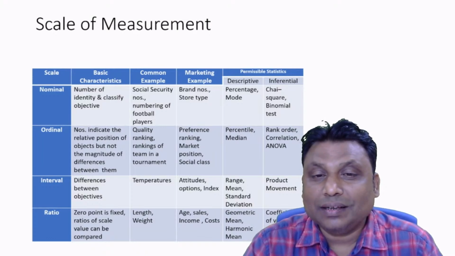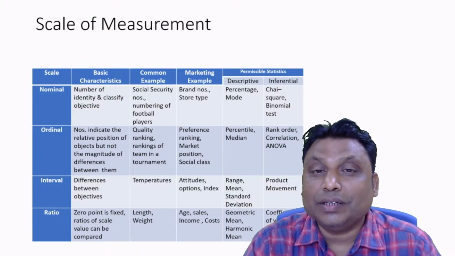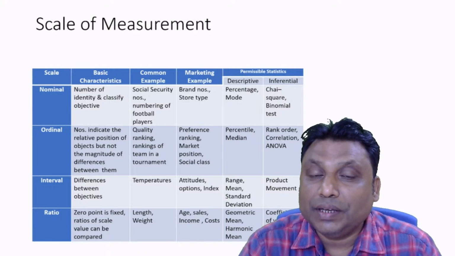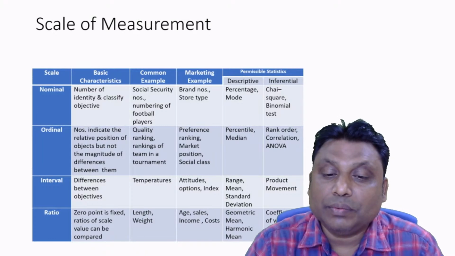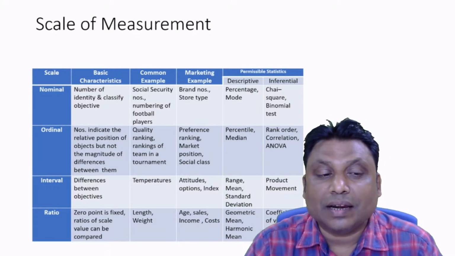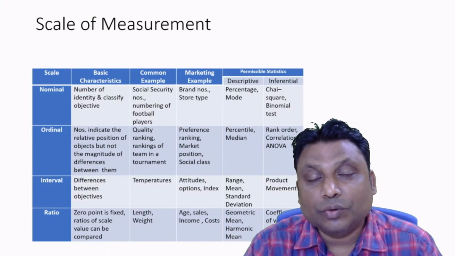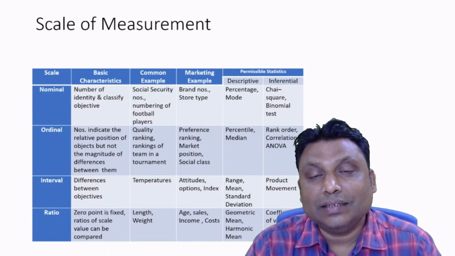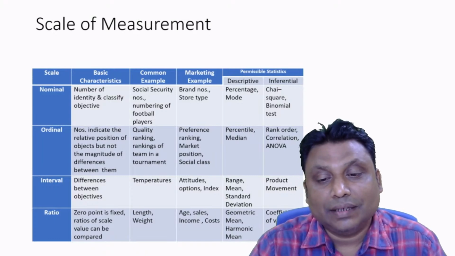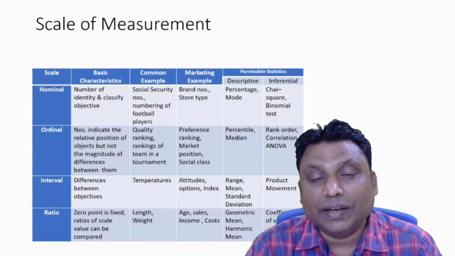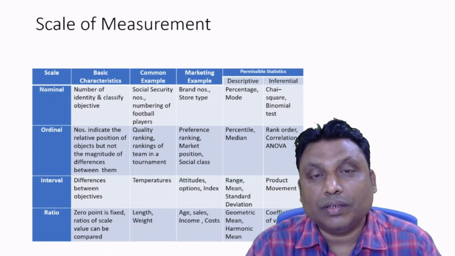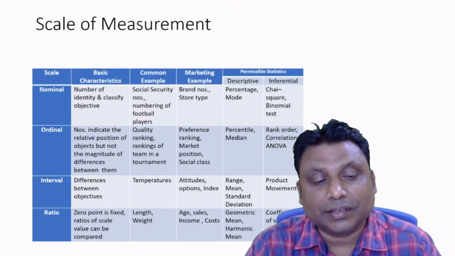So what are the permissible statistics? Which statistics are we using here? Permissible statistics means which type of statistics we are using: range, mean, and standard deviation. Standard deviation means the variation should be less. Yes or no? The statistic is the product moment, or the variation between the data. So we have to measure with the particular statistics.